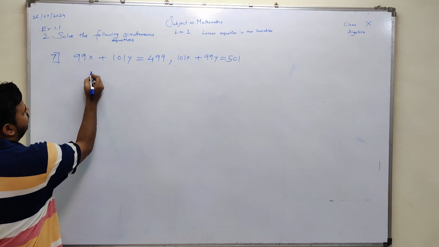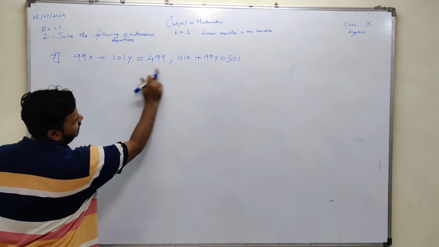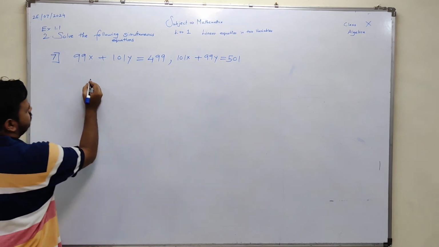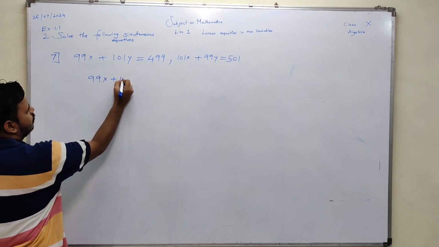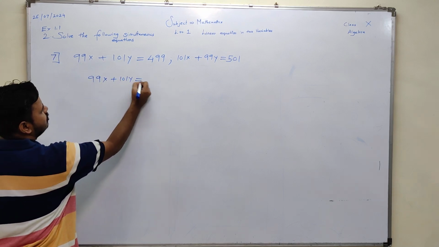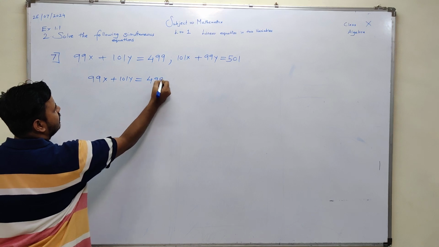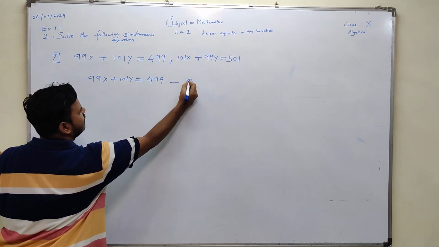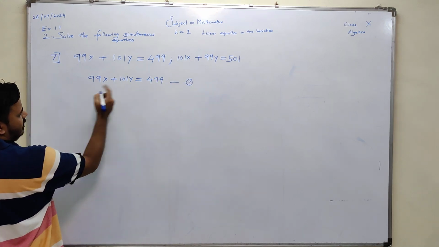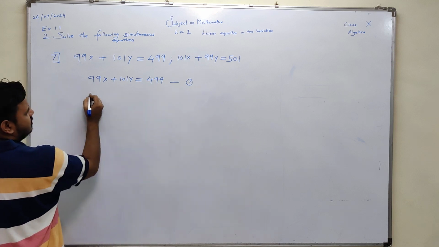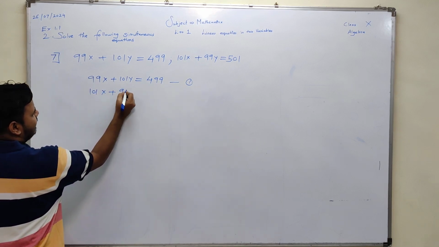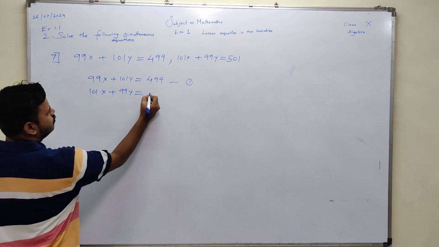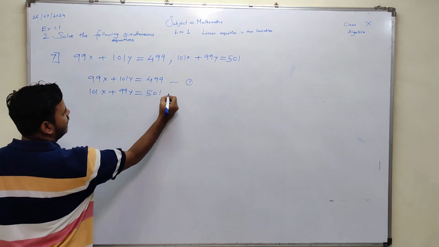So this will be your equation 1 and this will be your equation 2. So we'll write down the equation as 99x plus 101y is equal to 499. This will be your equation 1. Then write down this equation below this equation. This will be 101x plus 99y is equal to 501.